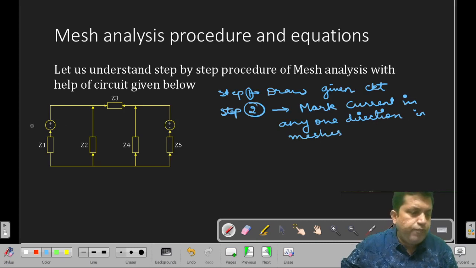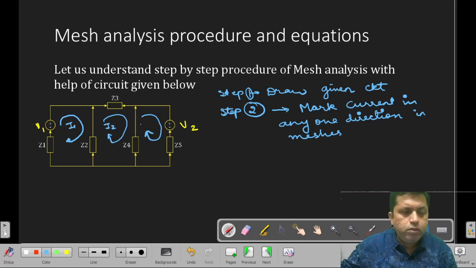So let us say that this is the voltage source V1 and this is voltage source V2. We will mark the currents in clockwise direction in mesh 1. So there are 3 meshes here. This clockwise direction in mesh 2, clockwise direction in mesh 3. So these are mesh 1 current, mesh 2 current and mesh 3 current.